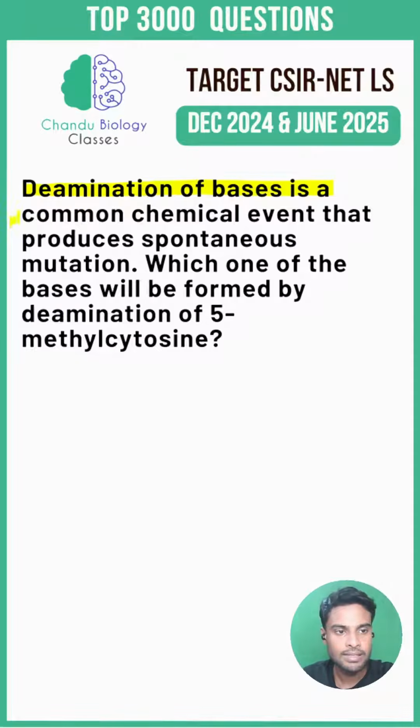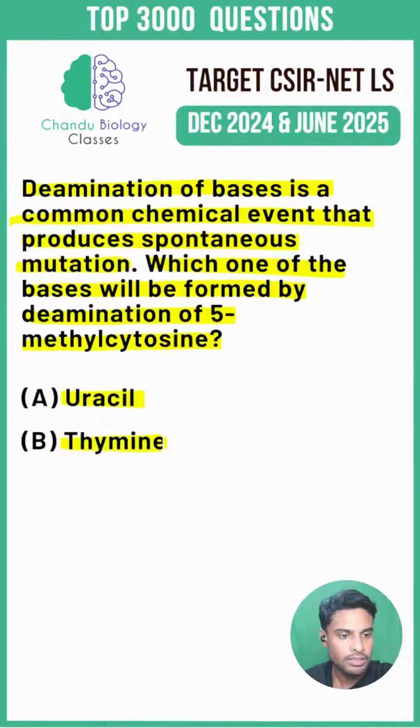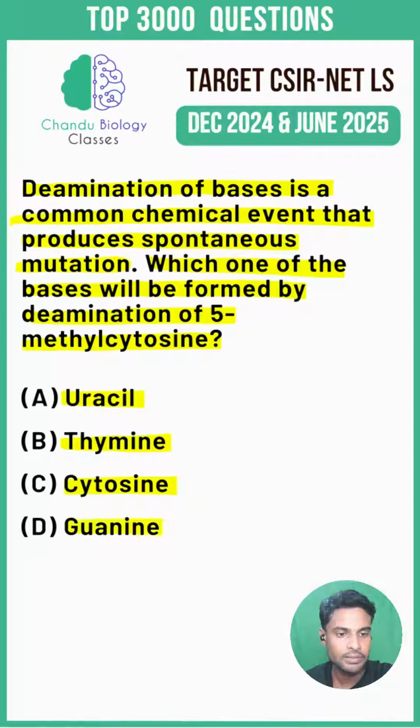Deamination of bases is a common chemical event that produces spontaneous mutation. Now the question is, which one of the following bases will be formed by deamination of 5-methyl cytosine? Option A is uracil, option B thymine, option C cytosine, or option D guanine.